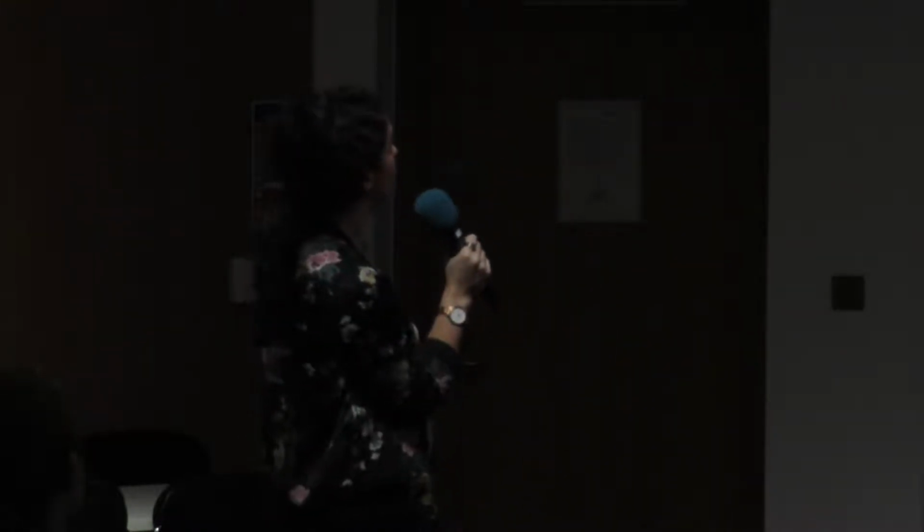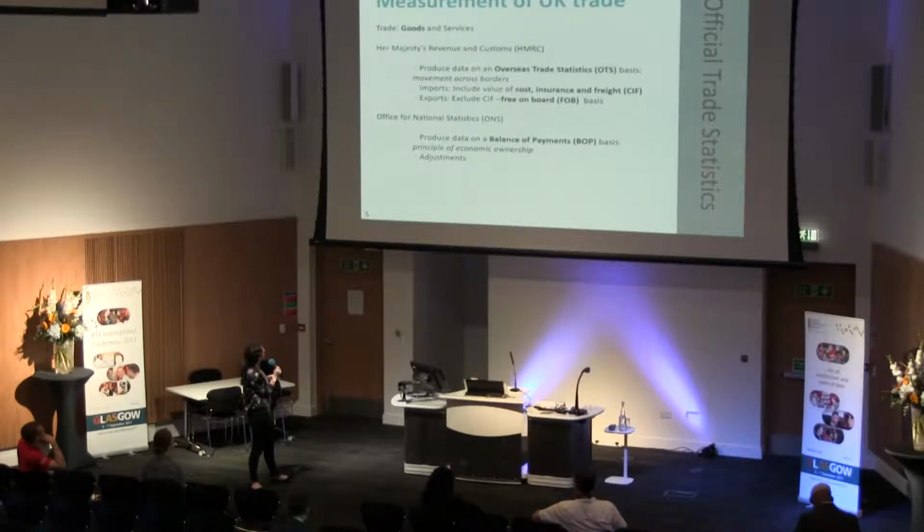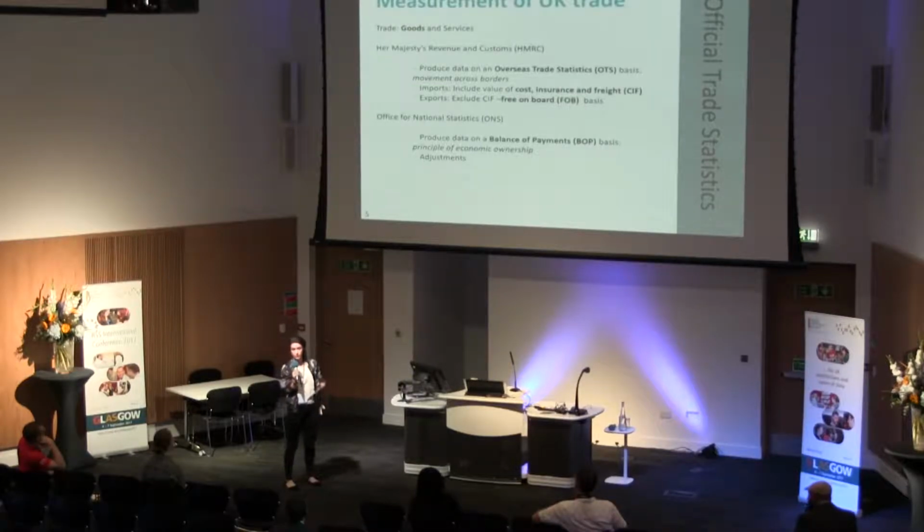We hold a trade in goods deficit with remaining countries, so we're reliant on their imports, so we would benefit from having good trade agreements with these countries in the future. We deal in the ONS with trade in both goods and services, so goods like mechanical machinery and services like financial services. Today, I'm just going to present data on trade in goods.